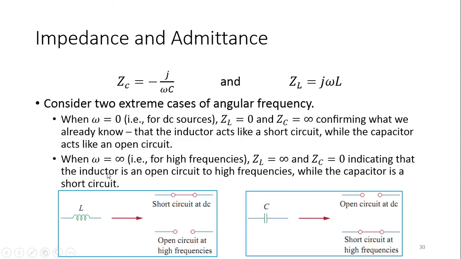Moving on to the next extreme, where the angular frequency omega is very high, and we consider it as infinite, then putting infinity here, ZC would result in 0 and ZL would result in infinite. So this indicates that the inductor will act as an open circuit for very high frequencies, whereas the capacitor will act as a short circuit at high frequencies.